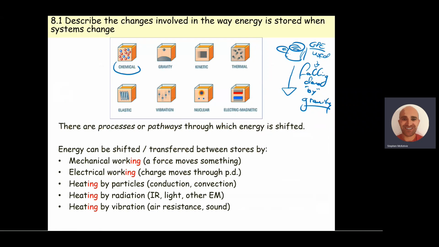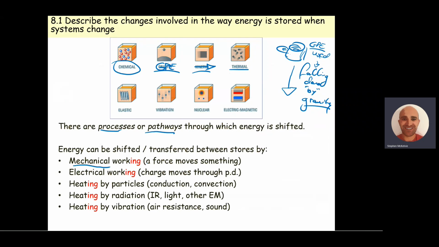Any object with chemical energy, like a fuel, can be used to burn, to make something hot, or it can be used as a fuel for an engine. It can be used as a fuel for your body. Gravitational potential energy can be used to make objects fall. Kinetic energy is used in moving objects to keep them moving. Thermal energy is used to make things warm. But they don't actually do anything. Stores allow work to be done, whereas the processes and pathways actually do the work.